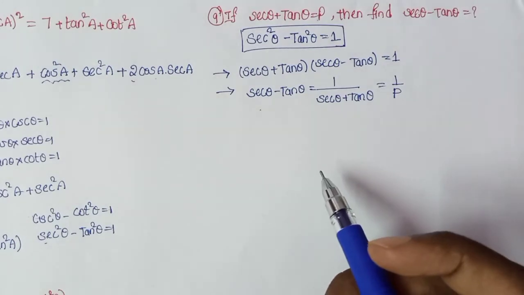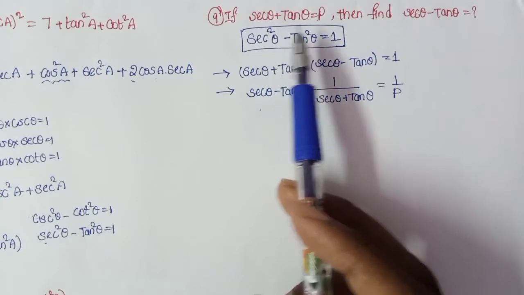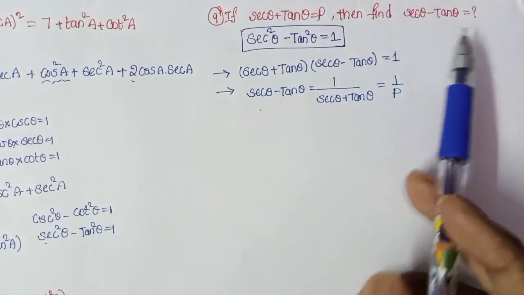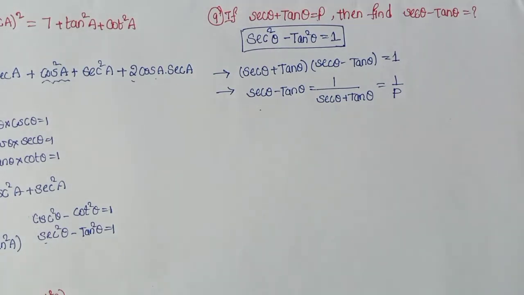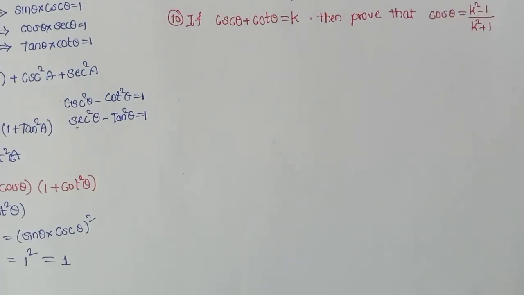This is the answer. They may ask in the questions like, if the value of sec theta plus tan theta is equal to 2, what is the value of sec theta minus tan theta? That is 1 by 2. So we'll do the next problem, the last problem of this exercise.